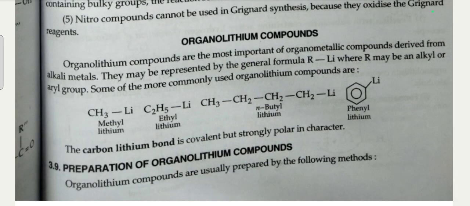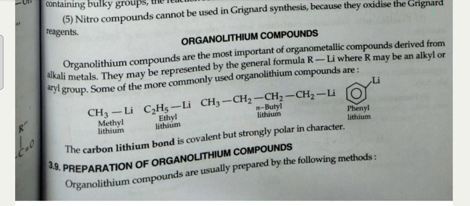Now moving toward organolithium compounds. Organolithium compounds are the most important of the organometallic compounds derived from alkali metals. They may be represented by the general formula RLi, where R may be an alkyl or aryl group. Some of the more commonly used organolithium compounds are methyl lithium, ethyl lithium, n-butyl lithium, phenyl lithium. The carbon-lithium bond is covalent but strongly polar in character.